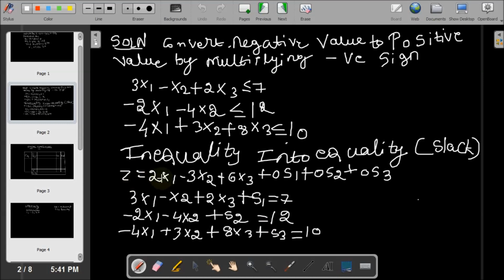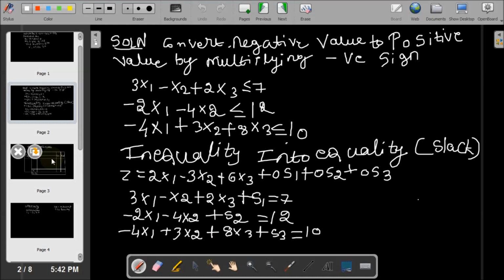See, z = 2x1 - 3x2 + 6x3, and I have to add the three slack variables: + 0s1 + 0s2 + 0s3. Why three slack variables? Because there are three constraints here. So this is the second step. If you have any doubts, please post your doubts in the comment section. So I added the slack variables for my constraints and the objective function. Now what is the next step? The next step is to construct the initial simplex table. I will show you how to construct the initial simplex table. In the maximization case also you constructed it, right?